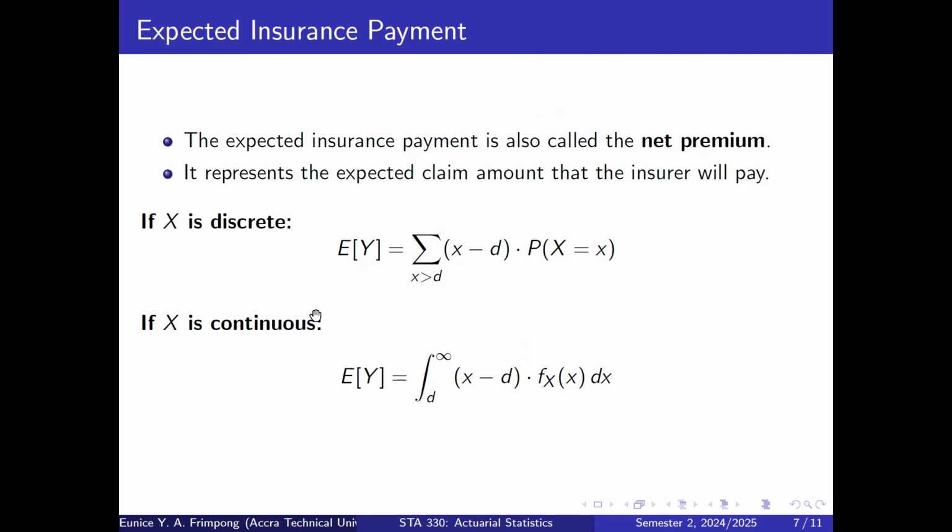If X is continuous, we use the integral. So the expectation of Y is equal to the integral of (X minus D) times the PDF f of X, dx, where the integral runs from D, the minimum value, which is the deductible, to infinity. This tells us how much the insurer, on average, will pay across all possible losses.